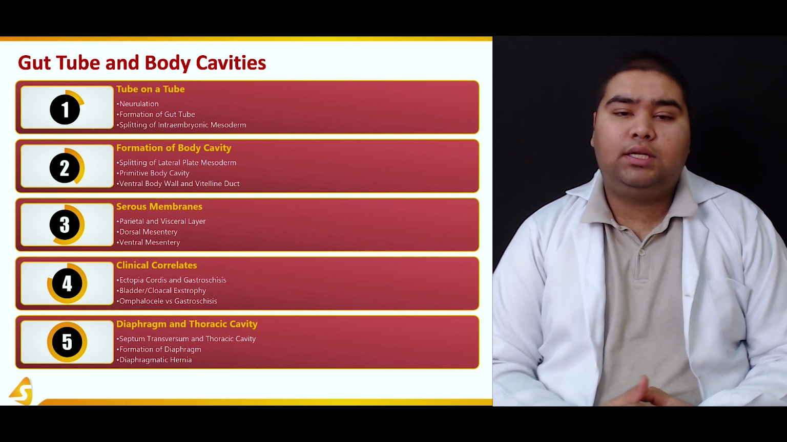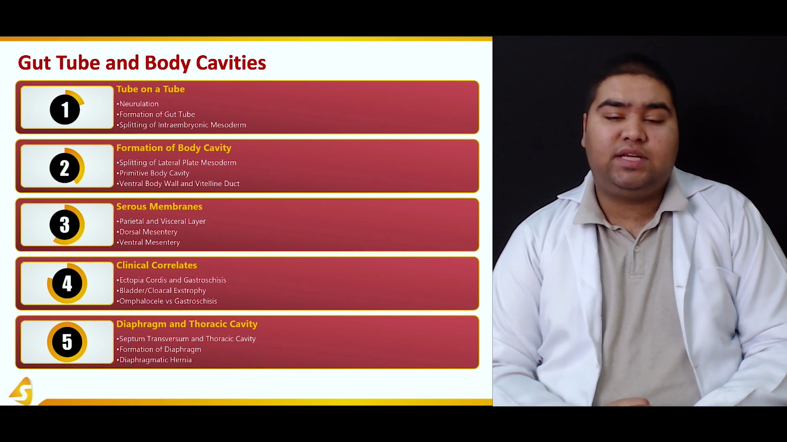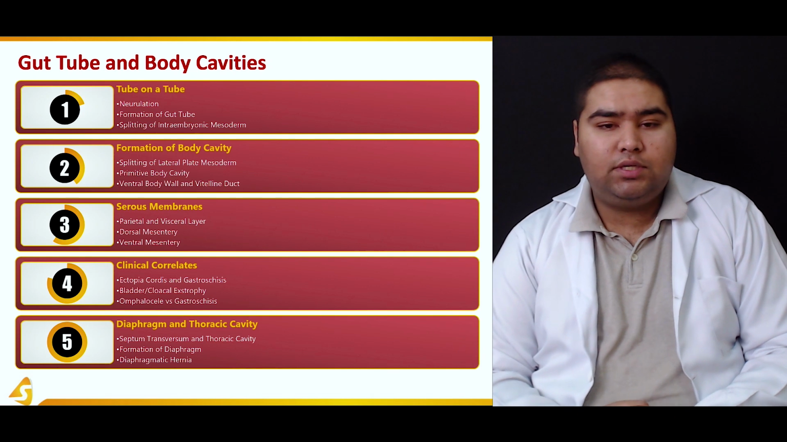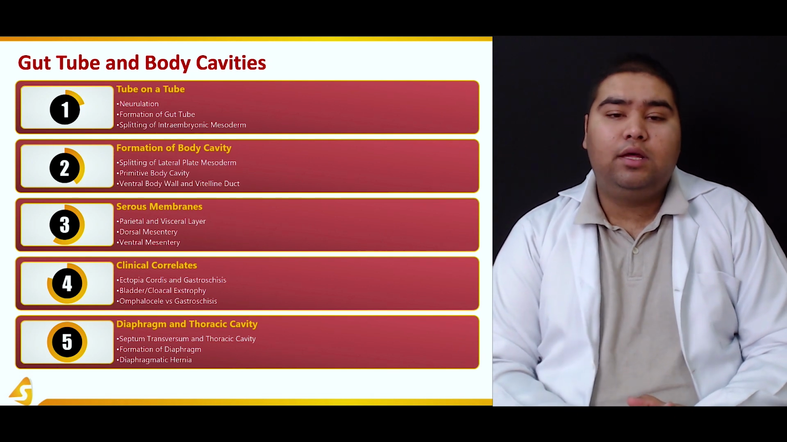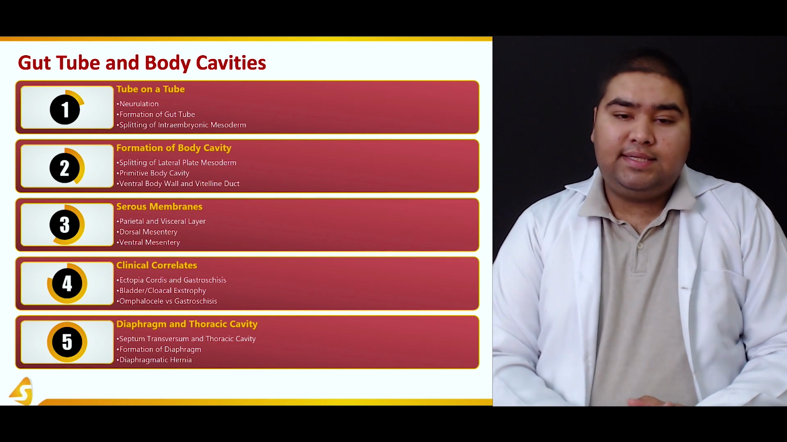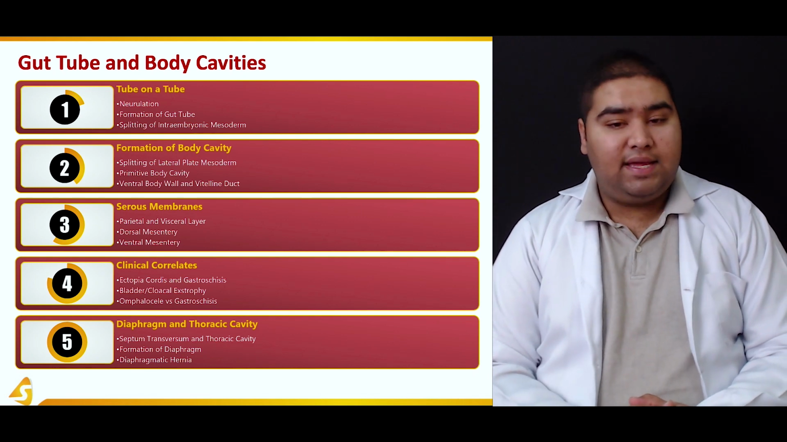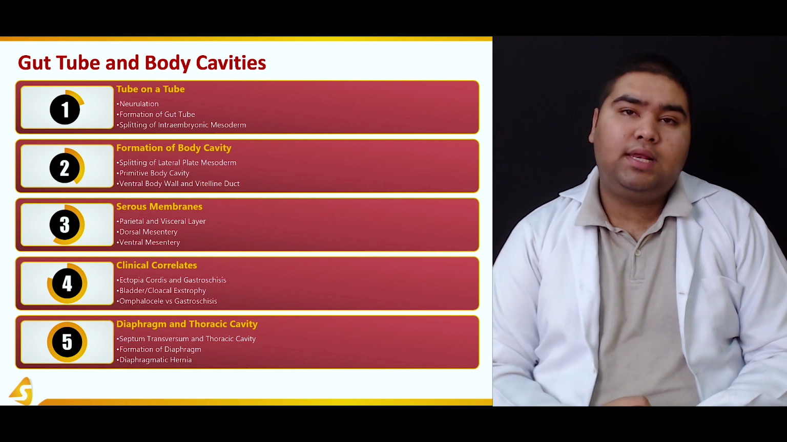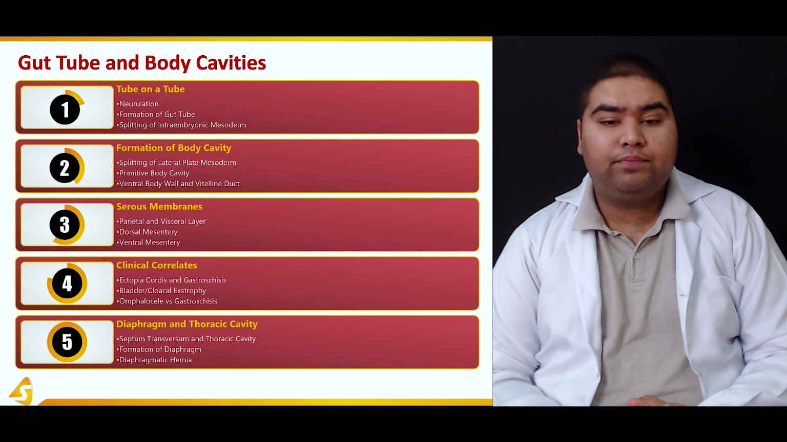The second section is formation of body cavity, which is further subdivided into splitting of the lateral plate mesoderm, primitive body cavity, ventral body wall, and the vitelline duct. The third section is serous membranes and is further divided into parietal and visceral layers, the dorsal and ventral mesenteries.